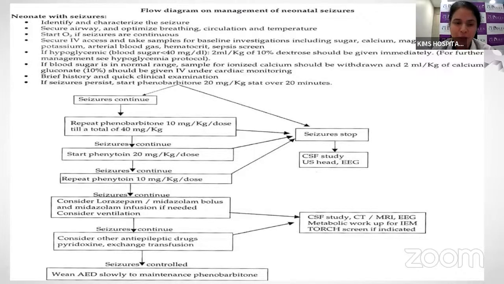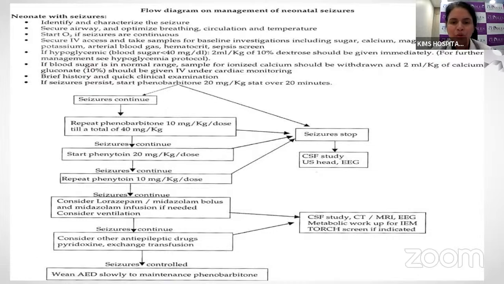I shall be discussing shortly the controversies in the choice of the first anti-epileptic drug for the treatment of neonatal seizures. But this is as per the existing protocol now. We still believe that phenobarbital remains the first choice of drug when it comes to the management of neonatal seizures, as endorsed even by a very recent Cochrane review.